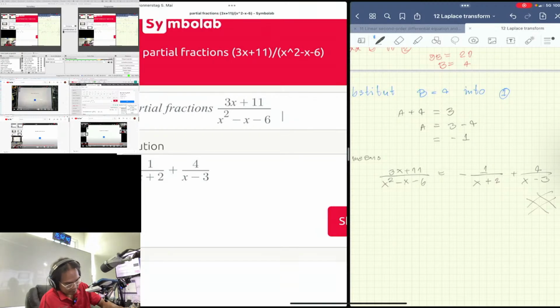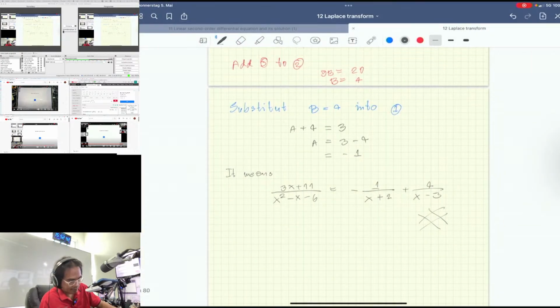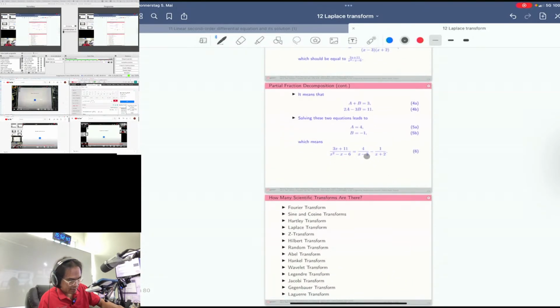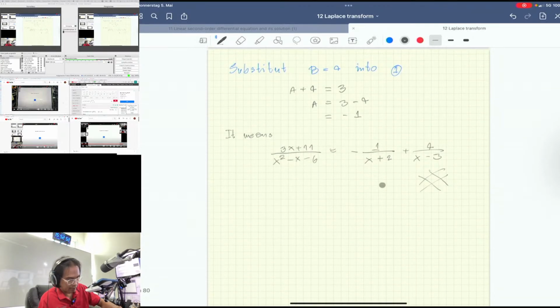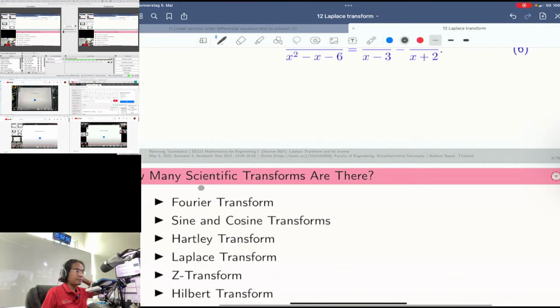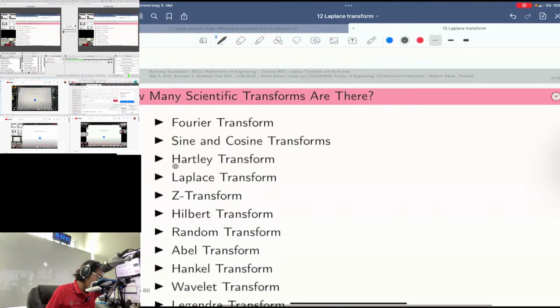Okay, let's continue our story. 4 over x minus 3 and minus 1 over x plus 2, the same thing here. And the next one is, how many scientific transforms are there? The first thing is the Fourier transform. You will see the Fourier transform in EE211, I think next semester.